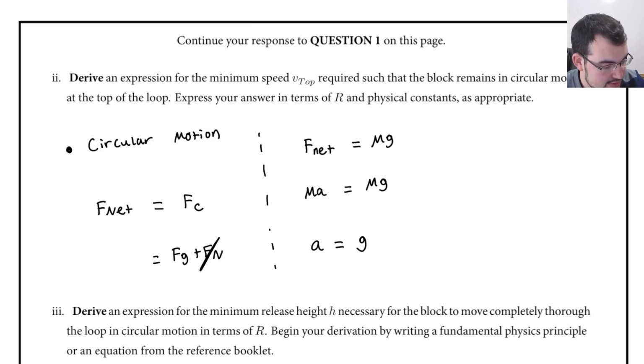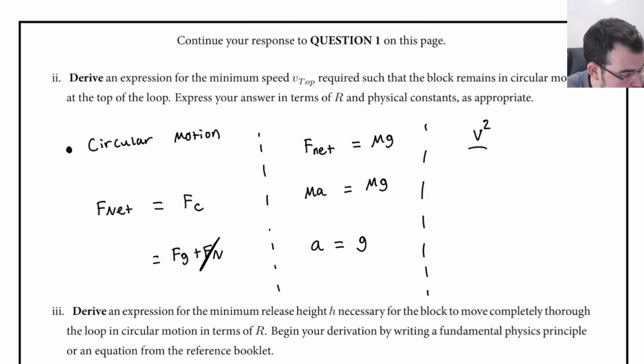Just blocking this out here. So we can say that v squared over r is equal to g. So v squared is equal to gr. So v is equal to square root of gr.